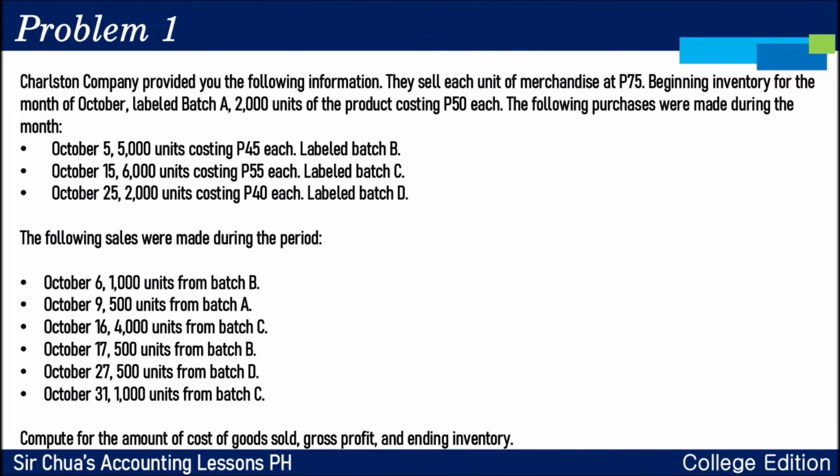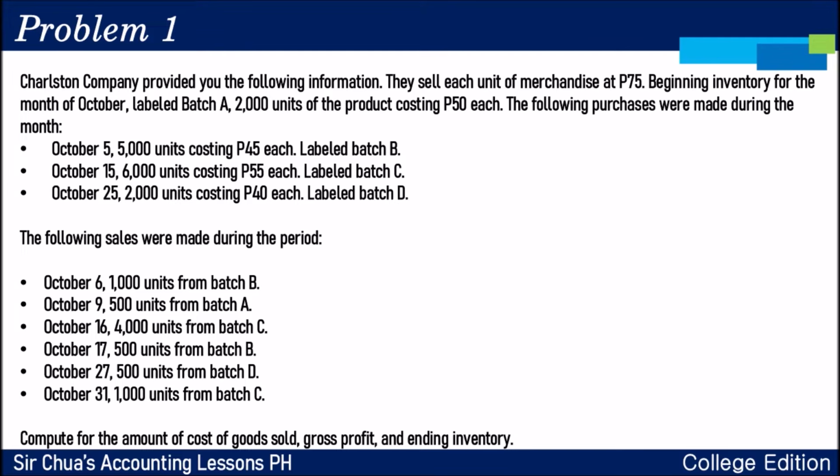Meron po tayong beginning inventory, labeled batch A na 2,000 units, cost ng isa is 50. And then ang purchases po natin is batch B, 5,000 units at 45, batch C, 6,000 units at 55, and then batch D, 2,000 units at 40. Now, binigyan po kayo ng iba-ibang information on sales on October 6, 9, 16, 17, 27, and 31.